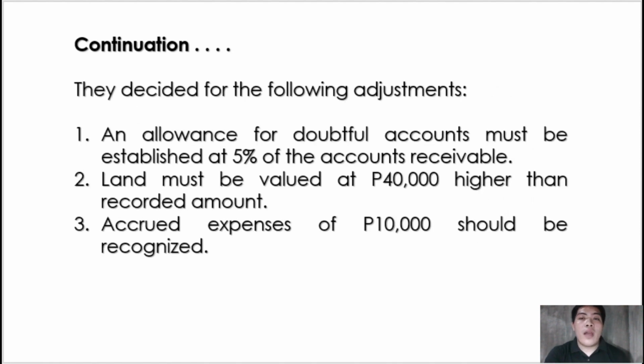Then, they decided for the following adjustment. Number 1, an allowance for doubtful accounts must be established at 5% of the accounts receivable. Yung ibig sabihin lang yan, kung magkano yung amount ng accounts receivable, kailangan mag-establish tayo ng uncollectible accounts at 5%. Next, land must be valued at 40,000 higher than recorded amount. So kung magkano man yung recorded amount ng land, kailangan daw i-value plus 40,000. Kasi much higher yung kanyang actual value kaysa sa recorded. Then we have accrued expenses of 10,000 should be recognized. So kailangan daw i-recognize yung accrued expenses na 10,000. Okay.